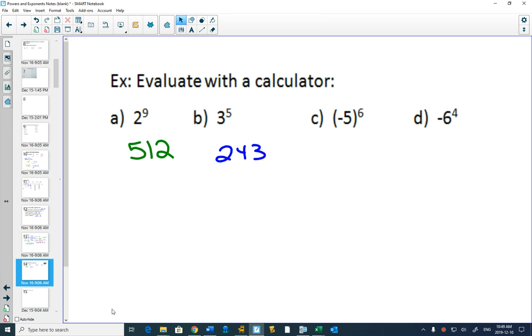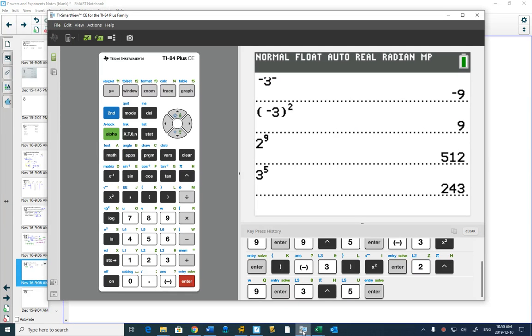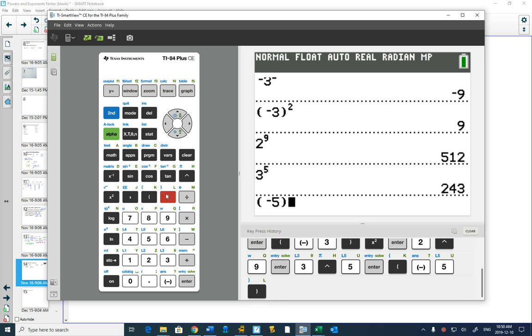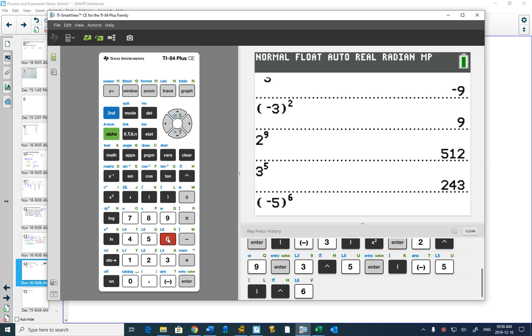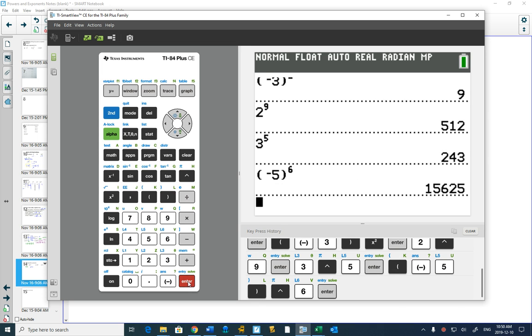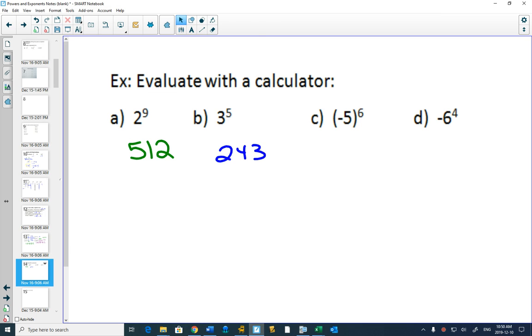The third one has the negative inside the brackets and it's power 6. First of all, without a calculator, if you looked at this, can you tell if it's going to be positive or negative? It's going to be positive because we're going to have a negative 6 times. Now when I go to my calculator, I put the brackets, write it in just as I see it, negative 5 to the 6, push enter, 15,625.